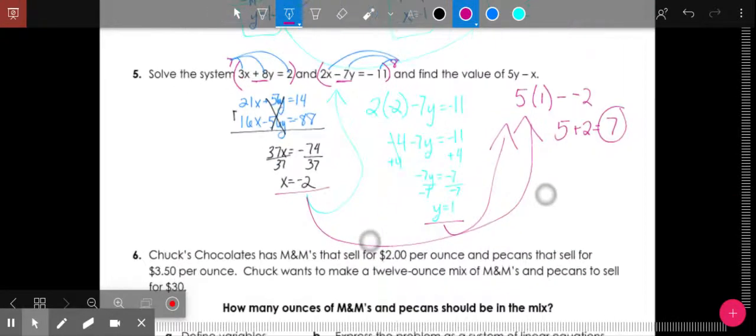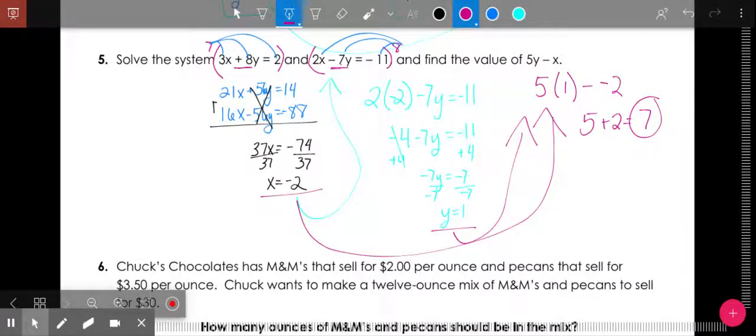Remember, if you think I went a little fast, rewind, hit pause so you can get all that written down.